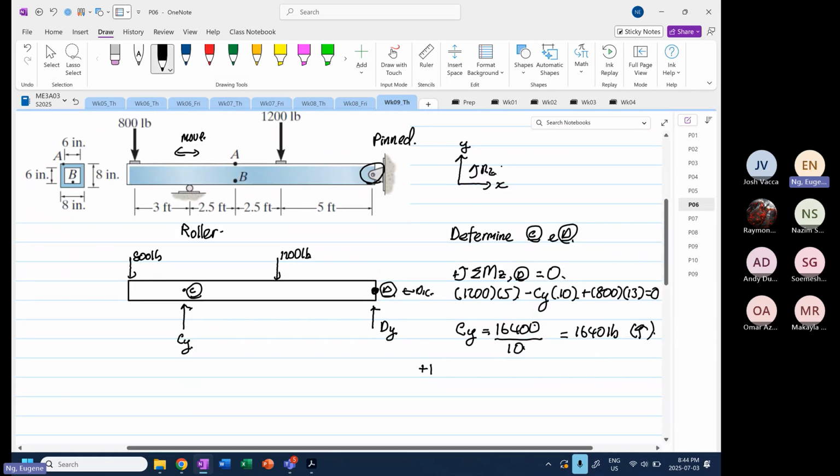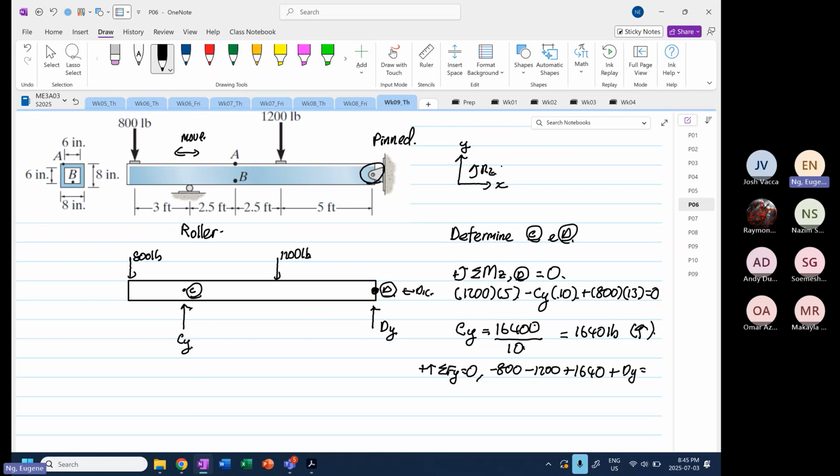Then we do summation of forces in the y direction equal to 0. Minus 800 minus 1200 plus 1640 plus DY. So DY will be equal to 800 plus 1200 minus 1640, which is equal to 360. Okay, so that is our DY.